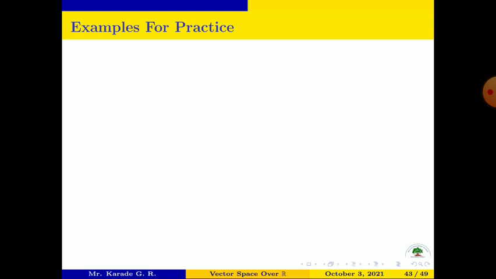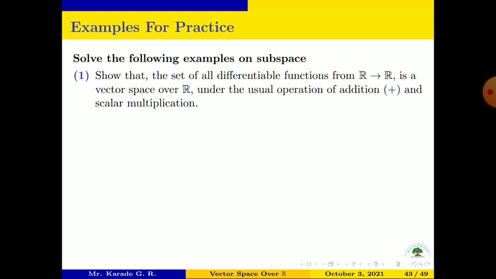Now let us write some examples for practice. Solve the following examples on subspaces. First example is, show that the set of all differentiable functions from the real numbers to the real numbers is a vector space over R under the usual operations of addition and scalar multiplication. This is the first example for practice. Try to solve it on your own.